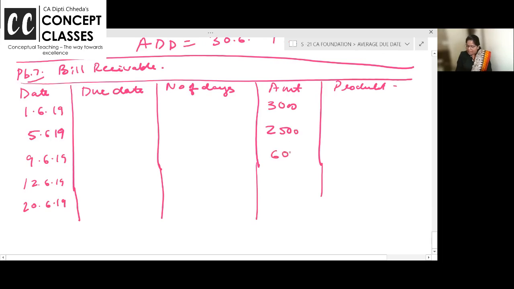Are you making the columns, what are you doing? Give some response. Others also, are you following the class? Are you clear with how many columns you have to prepare? Right.